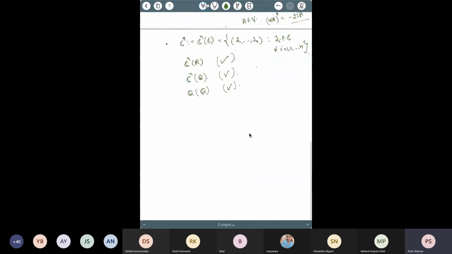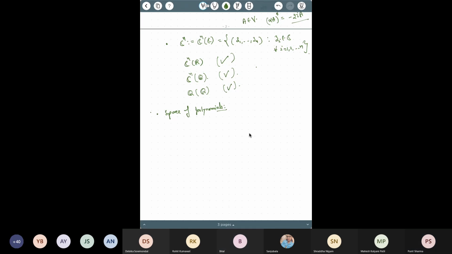Then what comes next? Space of polynomials. Some of you said space of polynomials. So tell me what it is. Pn over R. What is Pn? Polynomials of degree less than or equal to n.